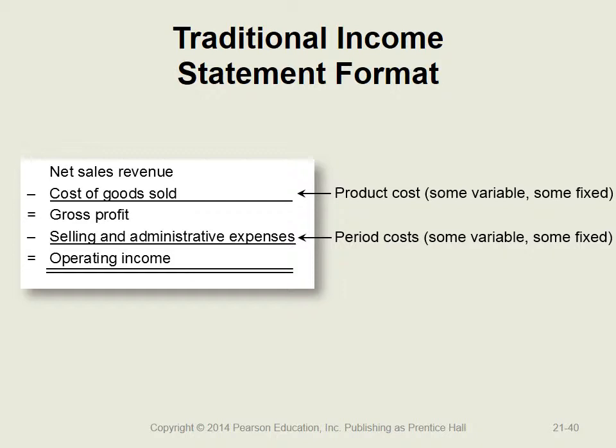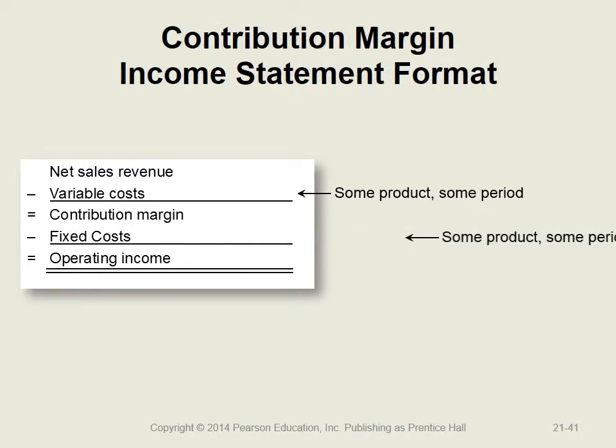This is the format that is required by GAAP, the Generally Accepted Accounting Principles, and the format that you have been using thus far in your accounting studies. The traditional income statement format does not always provide enough information for managers, so another format is sometimes used. A contribution margin income statement classifies costs by behavior. That is, the costs are classified as either variable costs or fixed costs.